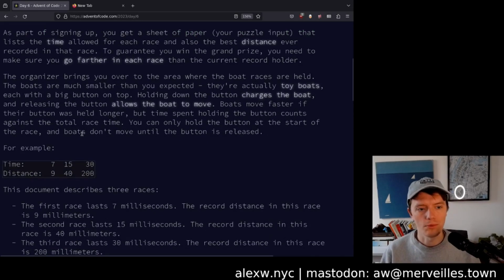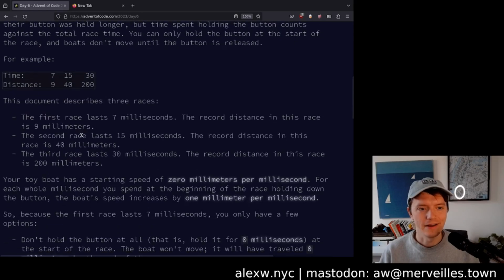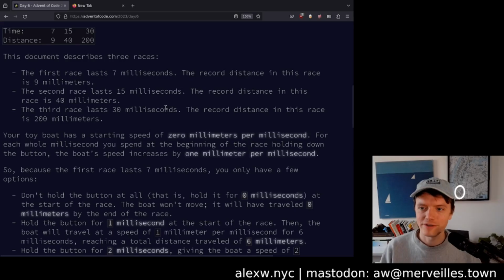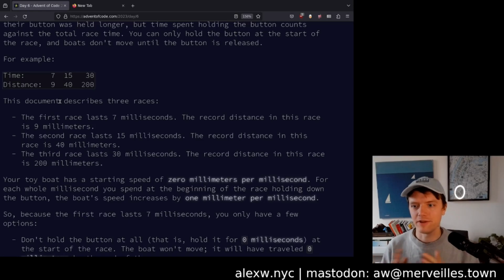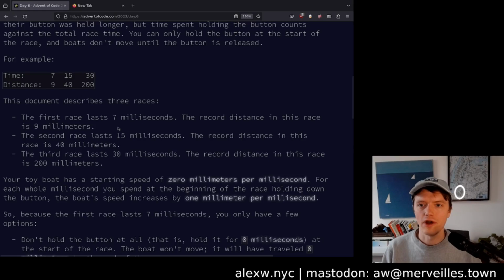So this problem will probably bring you back to middle school algebra, you know, trains arriving at stations at certain speeds and all that. Essentially, what we have to do is we have three times and three distances, and then we have a boat. You charge it up at a certain speed, and based on how long you charge it up, it goes faster. You want to see all of the integer numbers that you can charge it up that causes it to go farther than the target distance.